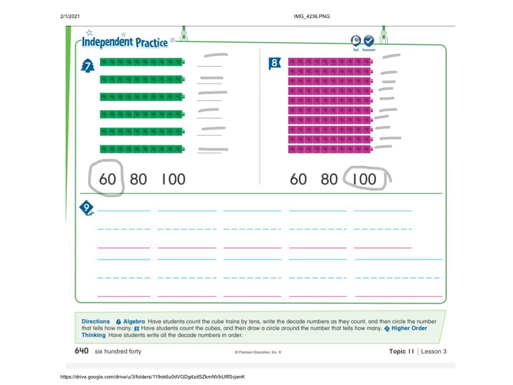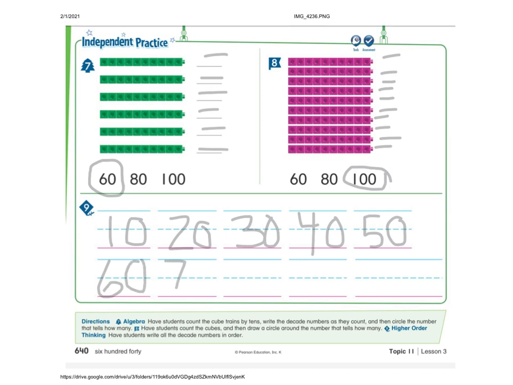So down here, I want you to write 10, 20, 30, 40, 50, go to the next row, 60, 70, 80, 90, 100.